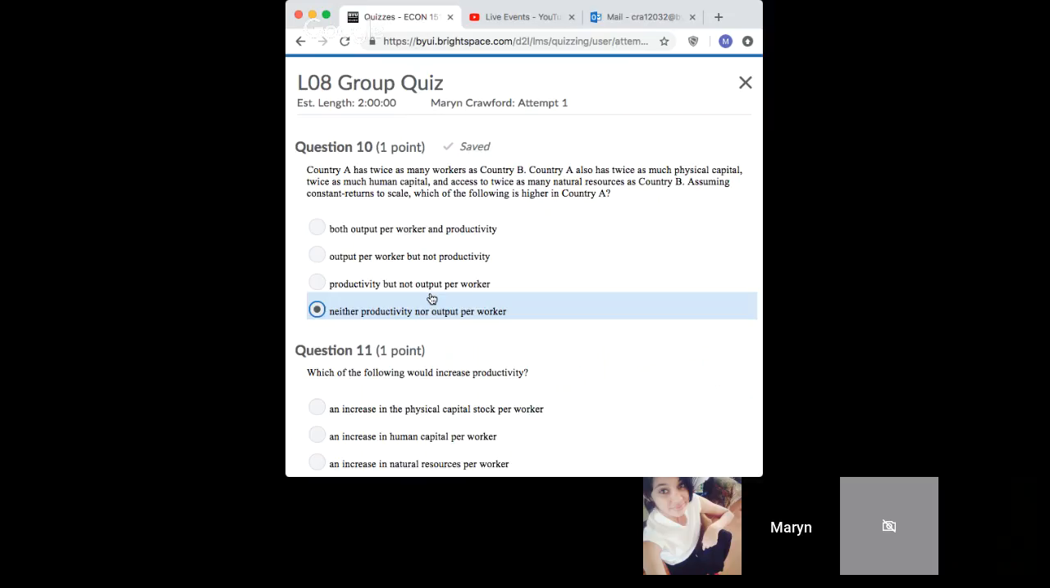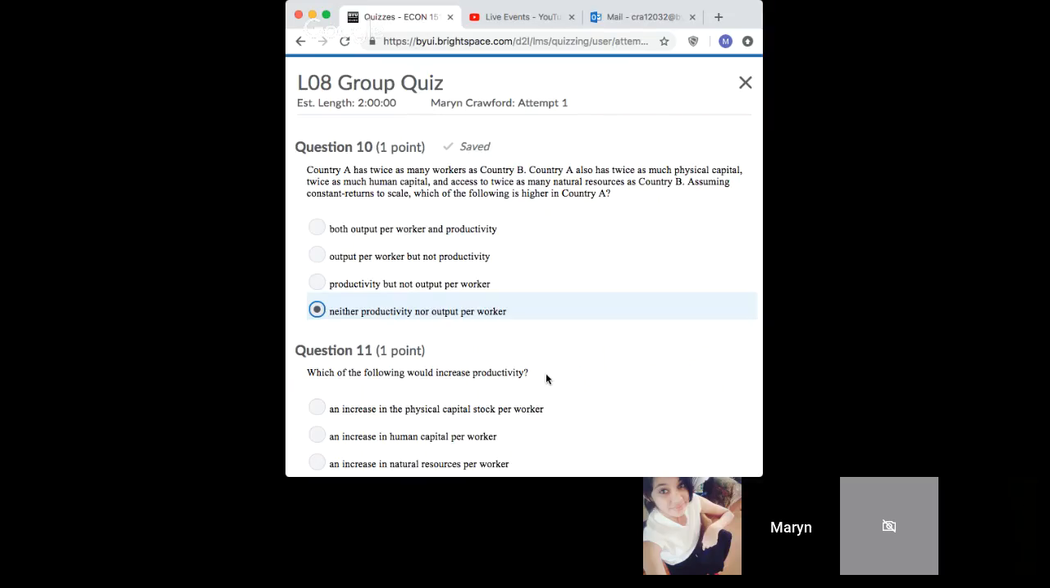I guess it's just because, since country A has twice as much of everything, they're basically just as productive as country B, because they're dealing with as much resources, with as many workers, with as much capital. So it would equal the same level of productivity. Neither one would be higher because they're both working as hard as they're able to with their own resources.